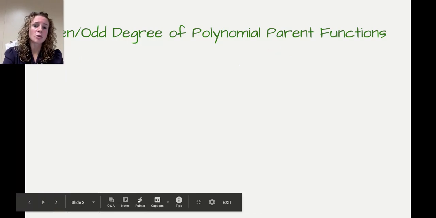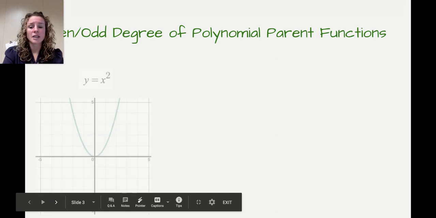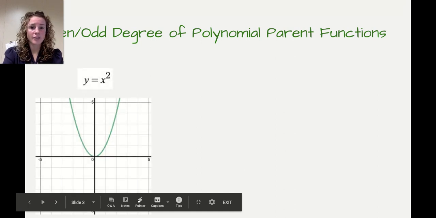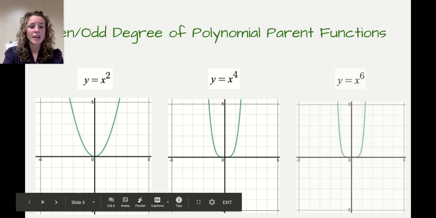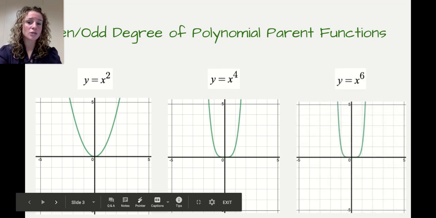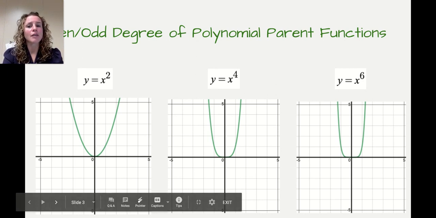Okay, let's take a look at some more parent functions we've studied. This would be x squared. That's a parent function we looked at last week. X to the fourth is another parent function. And then one we haven't studied but can also include as a parent function of a polynomial is x to the sixth power. Okay, remember our x squared is called a quadratic.